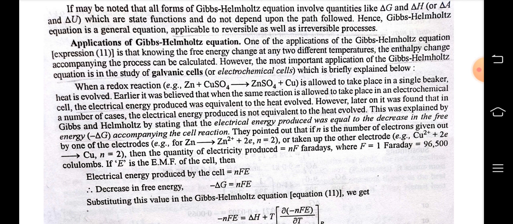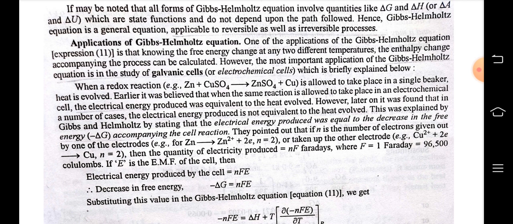However, later on it was found that in a number of cases, the electrical energy produced is not equivalent to the heat evolved. This was explained by Gibbs and Helmholtz equation by stating that the electrical energy produced was equal to the decrease in the energy accompanying the cell reaction.